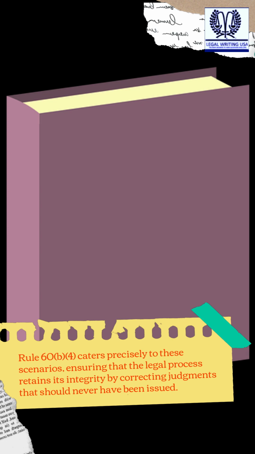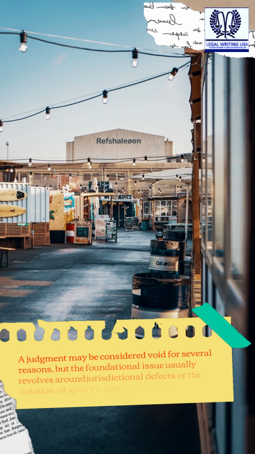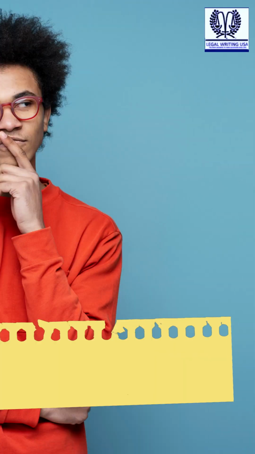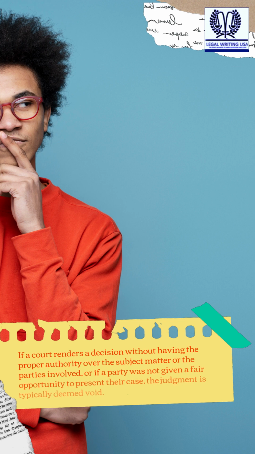never have been issued. A judgment may be considered void for several reasons, but the foundational issue usually revolves around jurisdictional defects or the violation of a party's due process rights. If a court renders a decision without having the proper authority over the subject matter or the parties involved, or if a party was not given a fair opportunity to present their case, the judgment is typically deemed void.